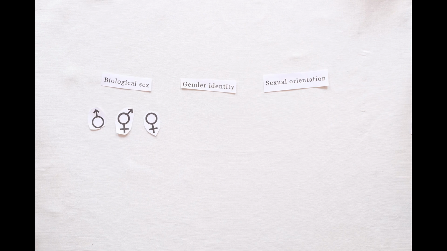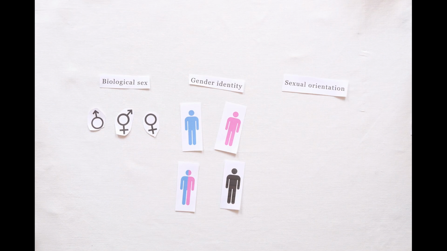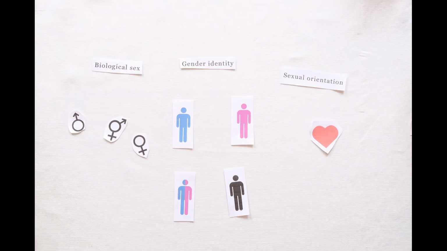Biological sex refers to the reproductive organs each of us is born with, whether male, female, or intersex. Gender identity refers to the gender each of us identifies with and expresses themselves as. One may identify as a man or a woman, both, or neither. While gender identity describes who you go to bed as, sexual orientation refers to who you go to bed with or without, and this is where the first three letters of the alphabet come in.